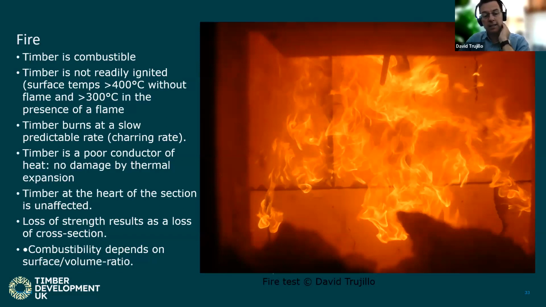And the thing to bear in mind is that combustibility depends on surface to volume ratio. So if you want more fire resistance, you might go for something large with a small surface area like a glulam beam, even though maybe a truss would have been a better use of material, because a truss would have a very high surface area.